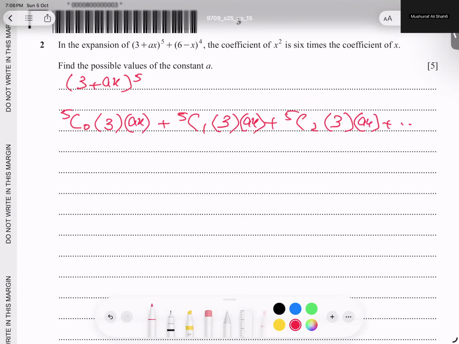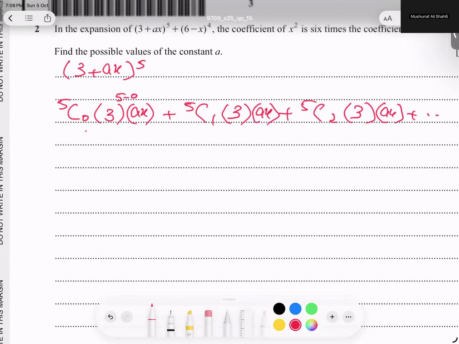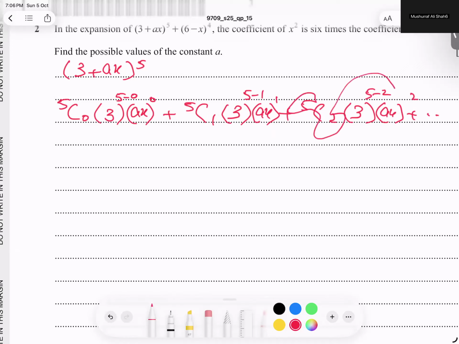Afterwards, the subtraction of 5 and 0, the difference, comes on the 3 as the power. And this 0 will go directly on the power of the second term. Again, the difference of 5 and 1 comes on the first power, and 1 will go directly on the second power. And 5 minus 2 and 2, I believe, because the difference of them is coming here.